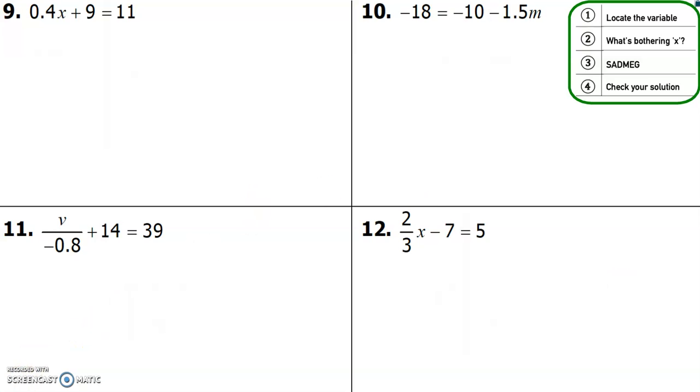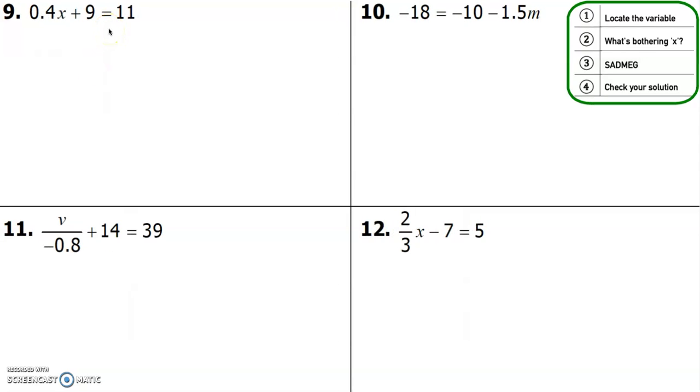Next, we're going to deal with some problems that have some decimals or fractions in them. The process here isn't going to change at all. We're going to split at the equal sign just like we did before and locate our variable. We see we're adding 9 and multiplying by 0.4. So using SADMEG, I'm going to subtract the 9 first because that's our addition and subtraction step. That's going to leave me with 0.4x equals 2. I still need to figure out what's bugging x, so I divide by the 0.4 because it's being multiplied. Now I'm left with x equals 50.